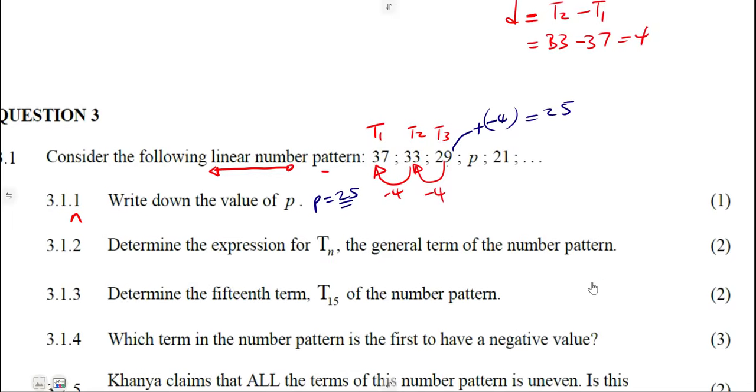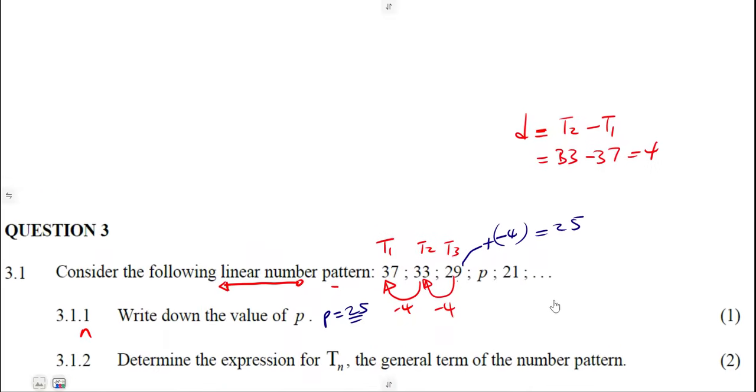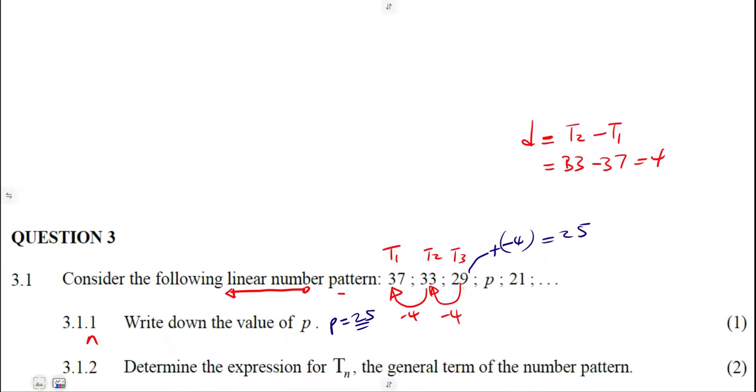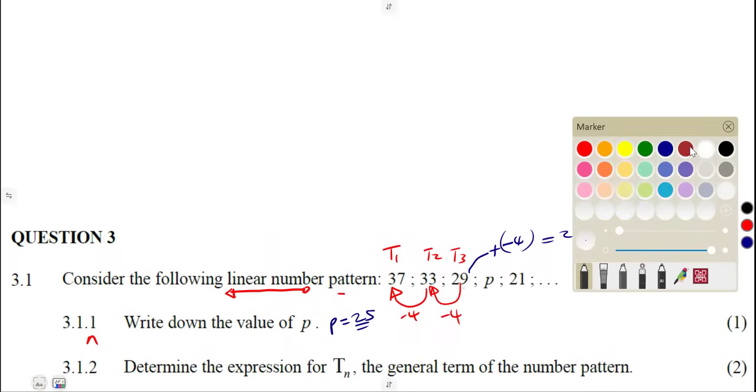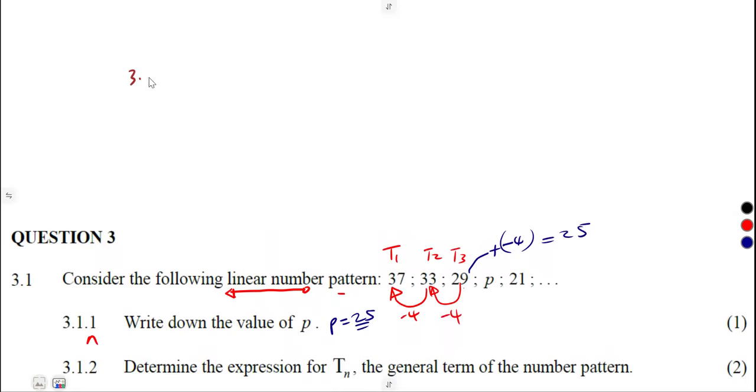Then determine the expression of Tn. That is the general term of the number pattern. So from our grade 10 mathematics, we can actually work with different ways of finding this Tn. Let's go back to our grade 9 mathematics, grade 8 mathematics. How were we determining the Tn of a linear pattern?